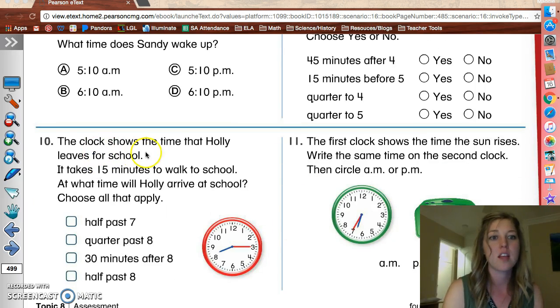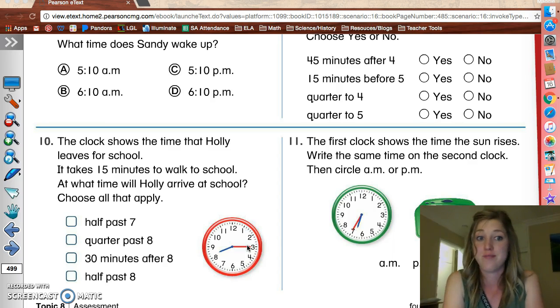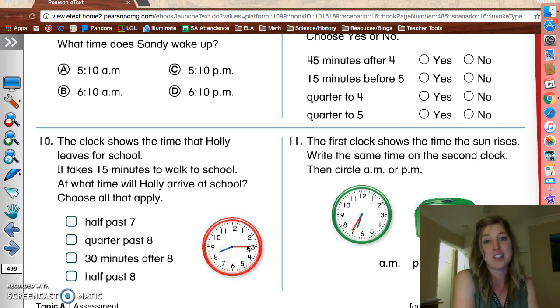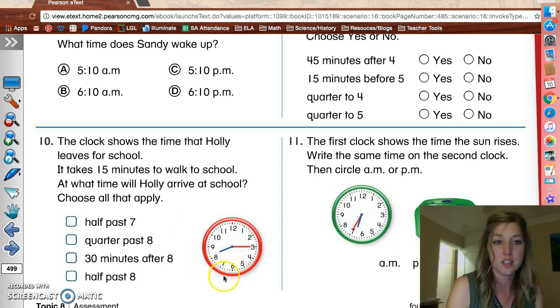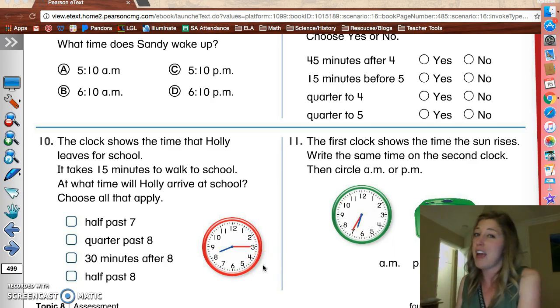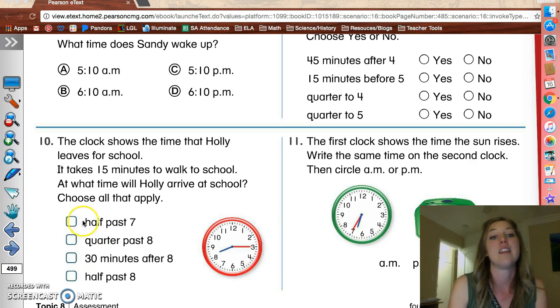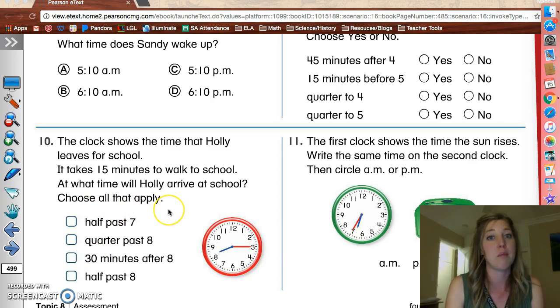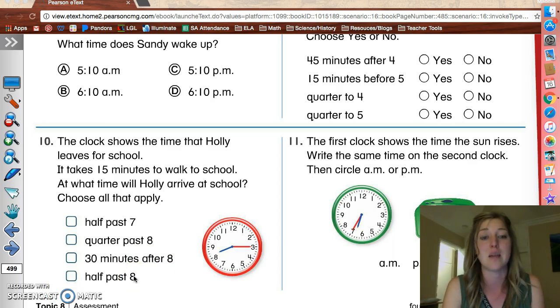Number 10. The clock shows the time that Holly leaves for school. It takes 15 minutes to walk to school. At what time will Holly arrive at school? This is when they're getting you ready for 3rd grade. They're going to ask you these types of questions a lot. So here's the time Holly leaves for school. It takes her 15 minutes. So what time will she arrive at school? And it says choose all that apply. So remember, that's your hint that there might be more than one right answer. So you have to double check each one of these to see if that's another way to say the time that you found. So you can pause and work on that one.